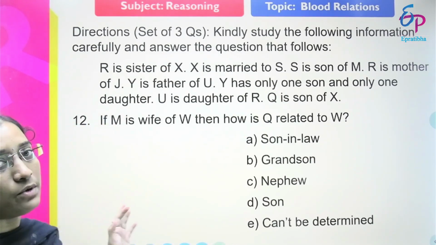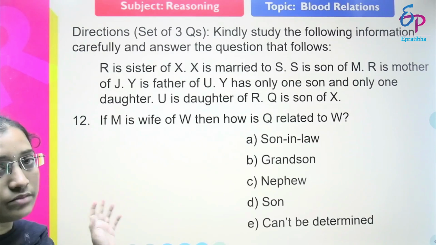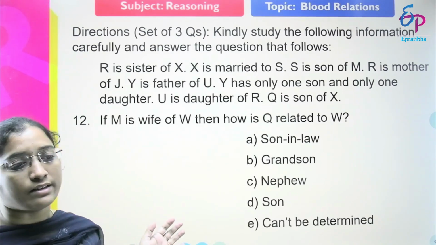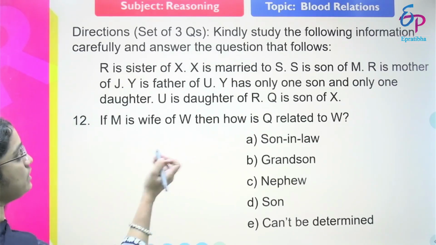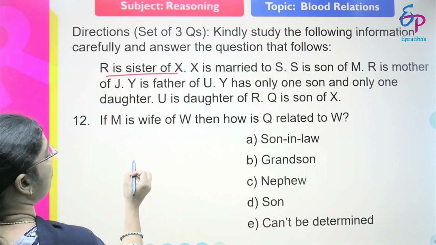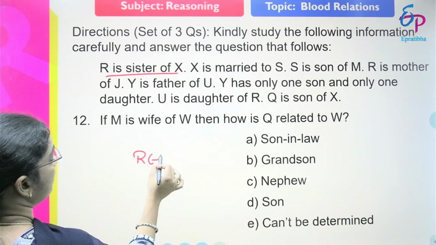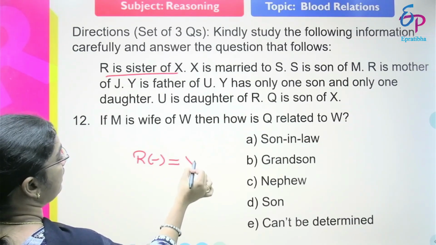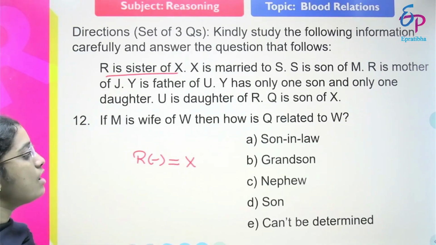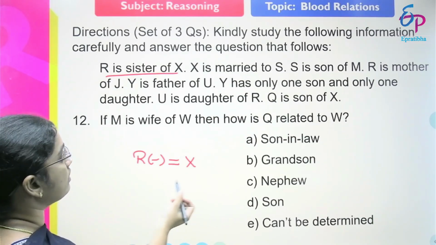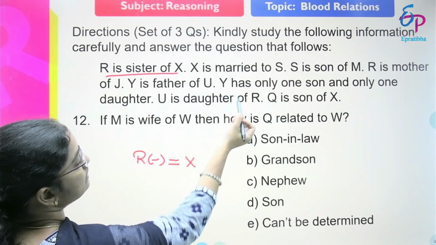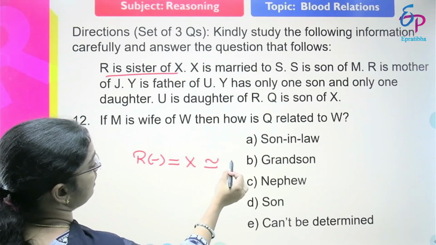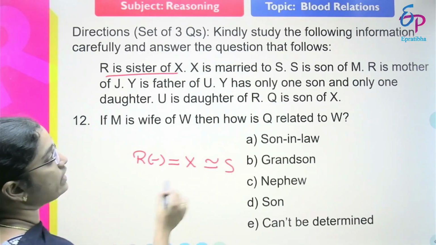For these type of questions definitely we need to take a family tree diagram, right? So R is a sister of X. So first information is R is sister of X. That means siblings, friends. R is a sibling of X. Then we don't know the gender of X here. Then X is married to S. Here we don't know the gender of X and S, right?